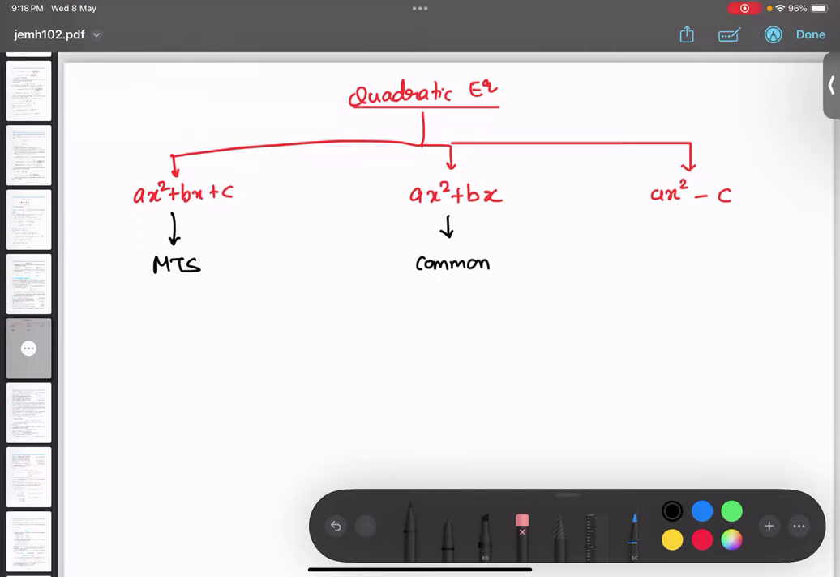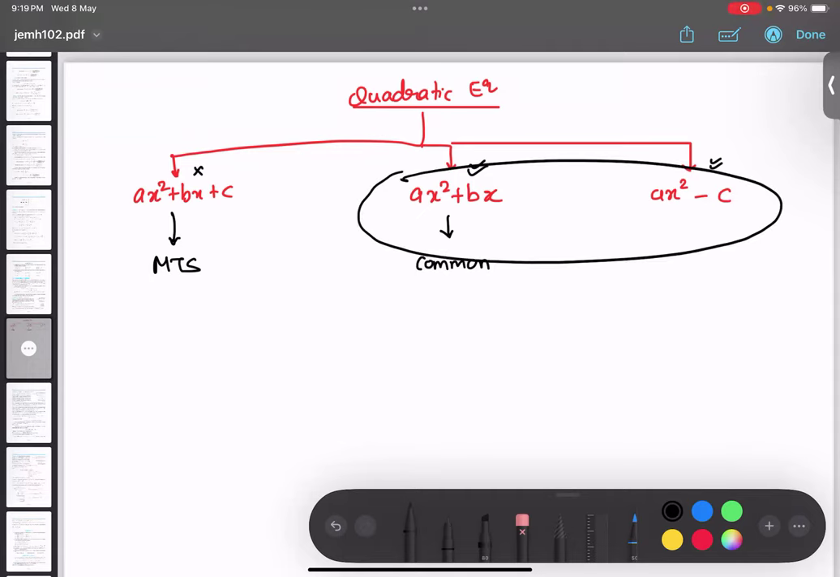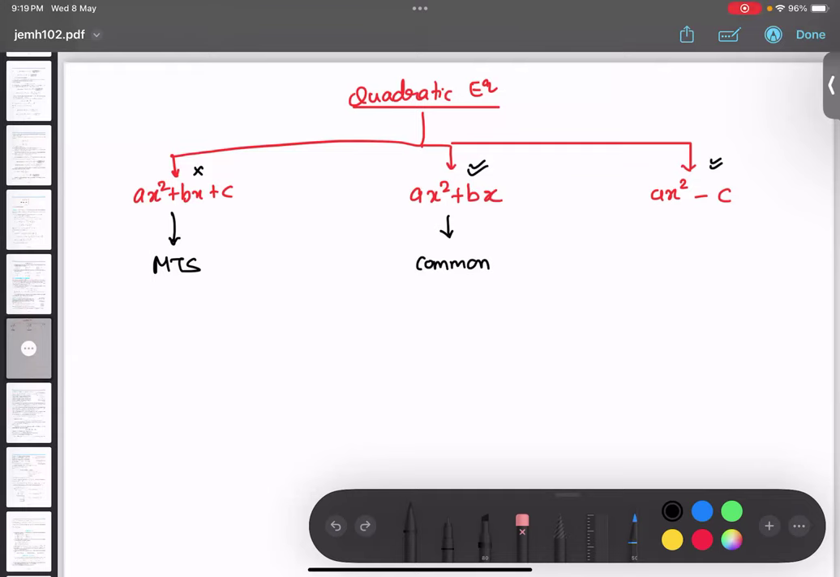That's the easiest of all questions. Let me tell you, this is the easiest of all. This is also easy. Over here, you need to do middle term splitting. This is the most difficult one, whereas students find these two as difficult. But anyway, the second case is we have to take common. The third case is just shift it to the other side. I will solve one question for you.